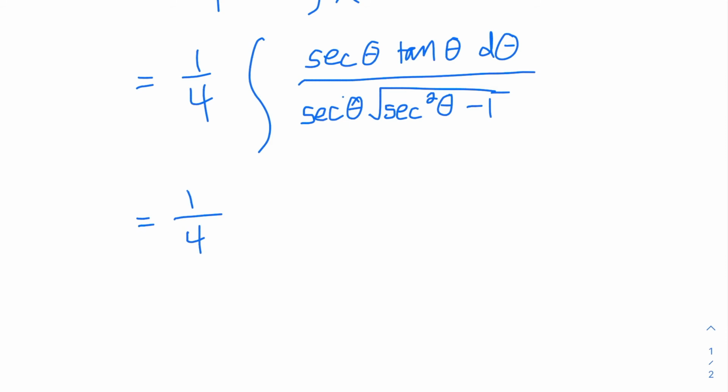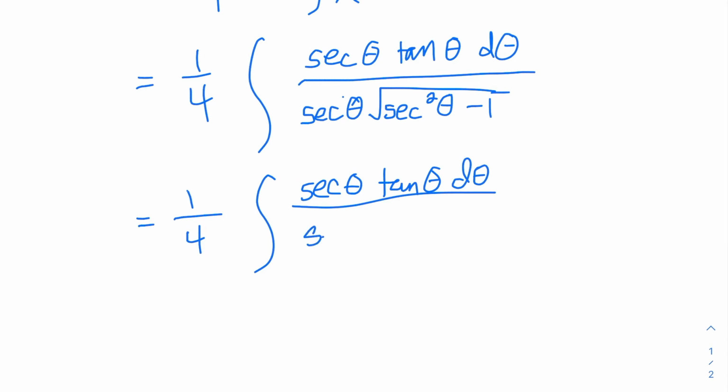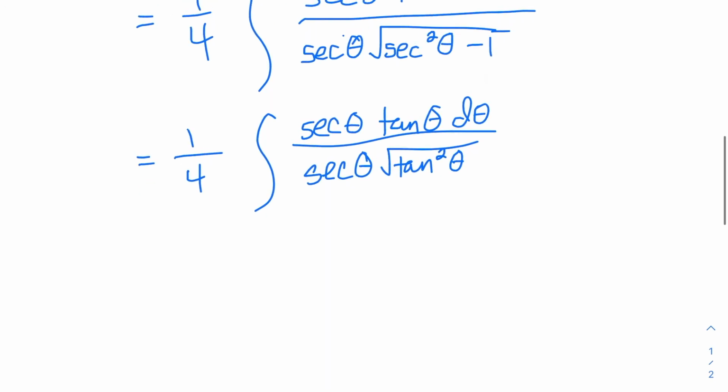And I'll write it out in 2 steps just to make sure we're comfortable with everything. But we have secant theta tan theta d theta in our numerator still. And then we have secant theta times the square root of tangent squared. And the square root of a squared value is, in this case, just going to be tangent theta. So look how nicely this is going to simplify itself for us here in this step.